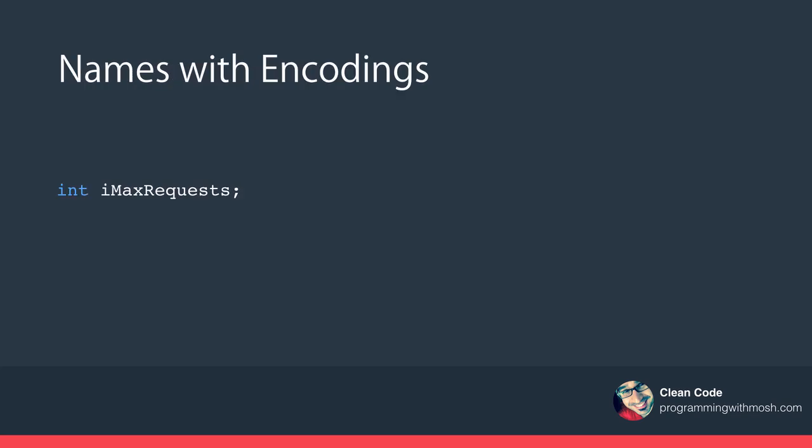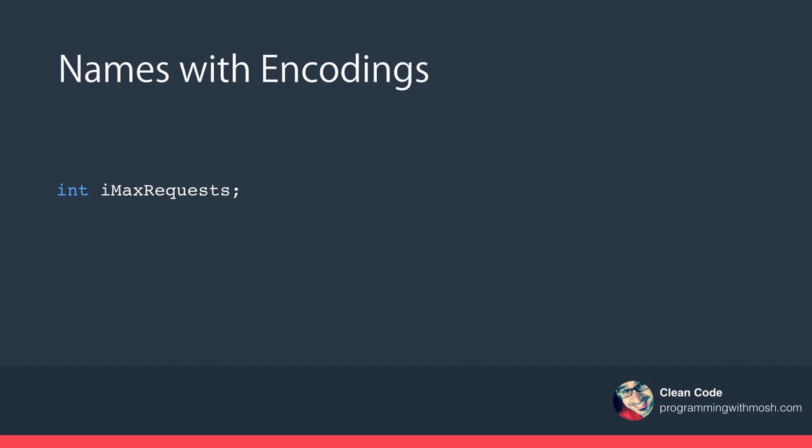I've seen names with encodings. The encoding you see in this example is Hungarian notation, and that was very popular amongst C++ programmers back in the 80s and 90s. The historical reason behind that was, those days it was hard to tell the data type of a variable. So there was a computer scientist from Hungary, I don't remember his name, and he came up with this idea to prefix variable names with their data type. And that's why this is called Hungarian notation.